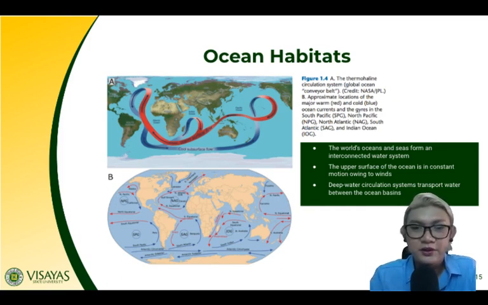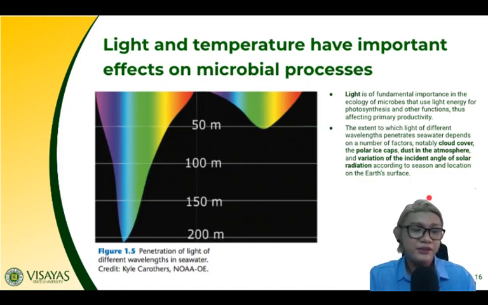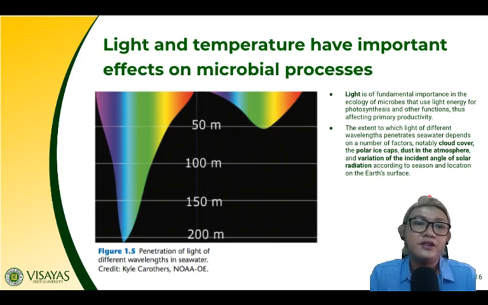Okay, so if you remember your oceanography, between ocean basins there is water circulation. That's basically how we describe the ocean habitats. Now, one of the most important physical parameters in the oceans is the light and the temperature. Light is of fundamental importance in the ecology of microorganisms that use light energy for photosynthesis, although not all microorganisms in the ocean are capable of photosynthesis, and also in other functions, thus affecting the primary productivity.